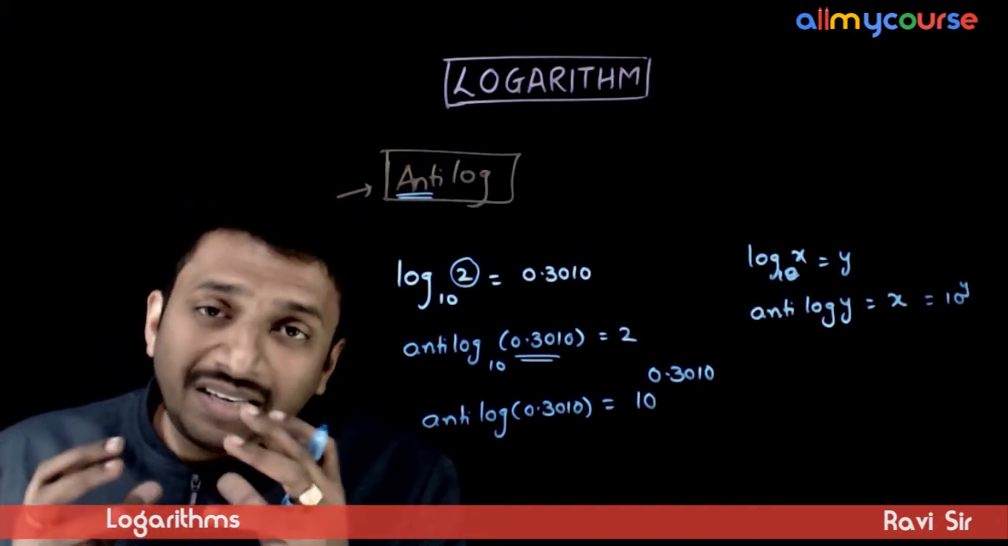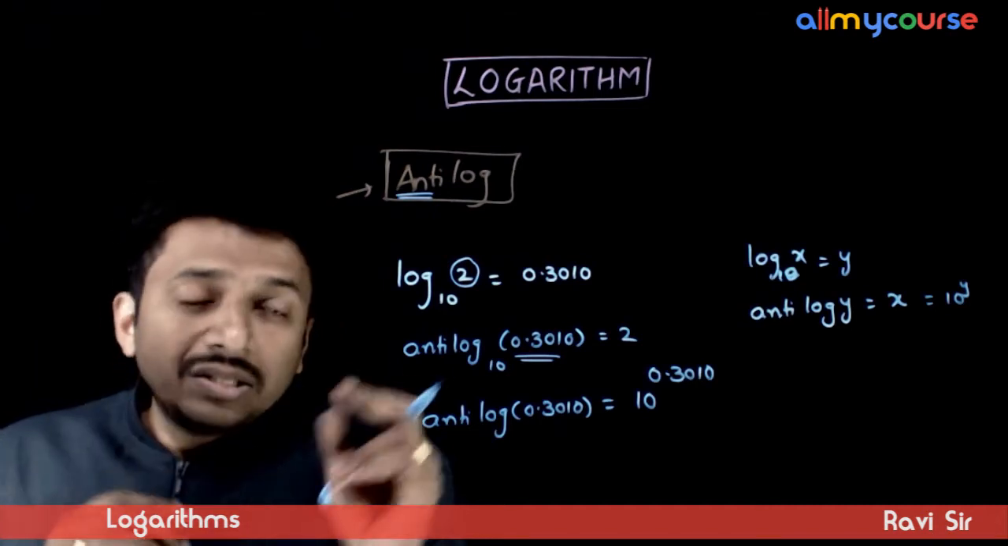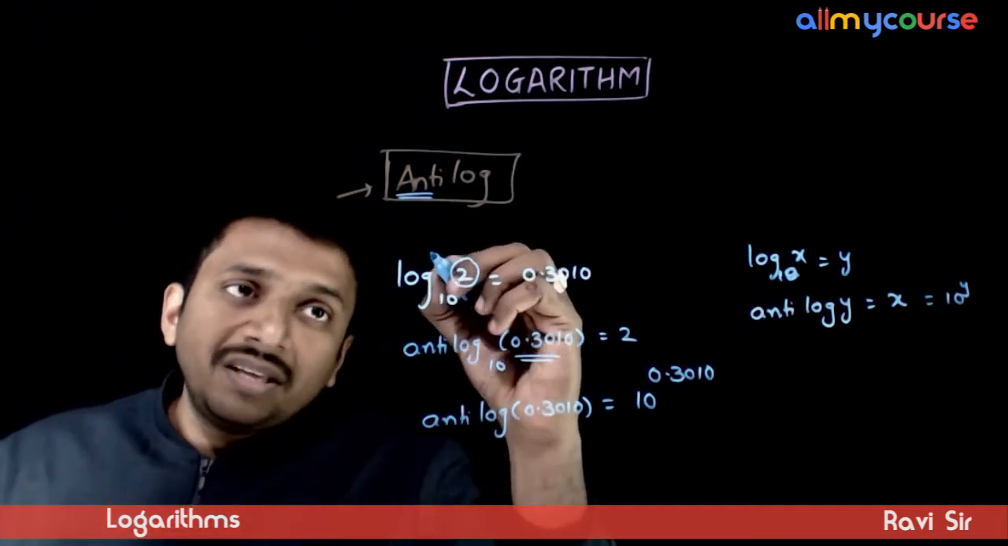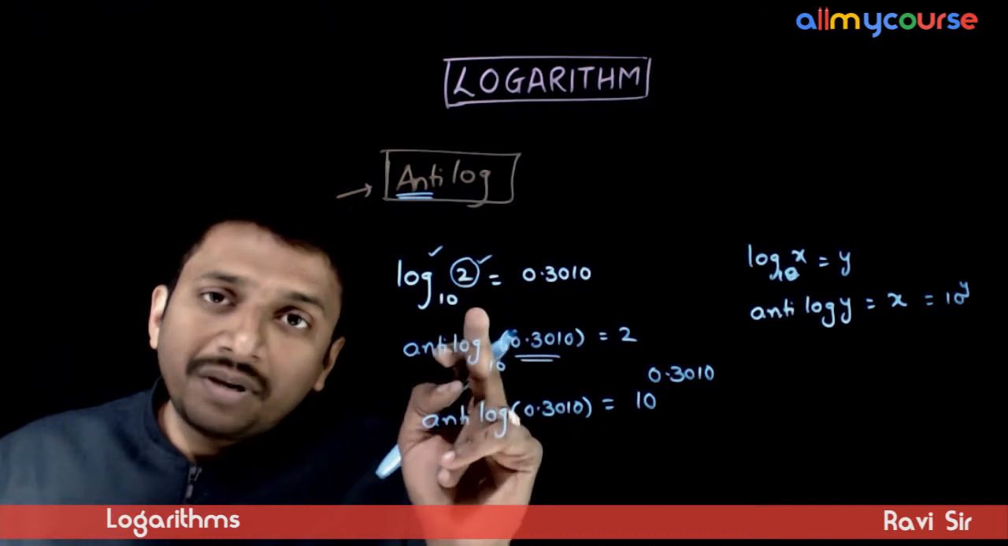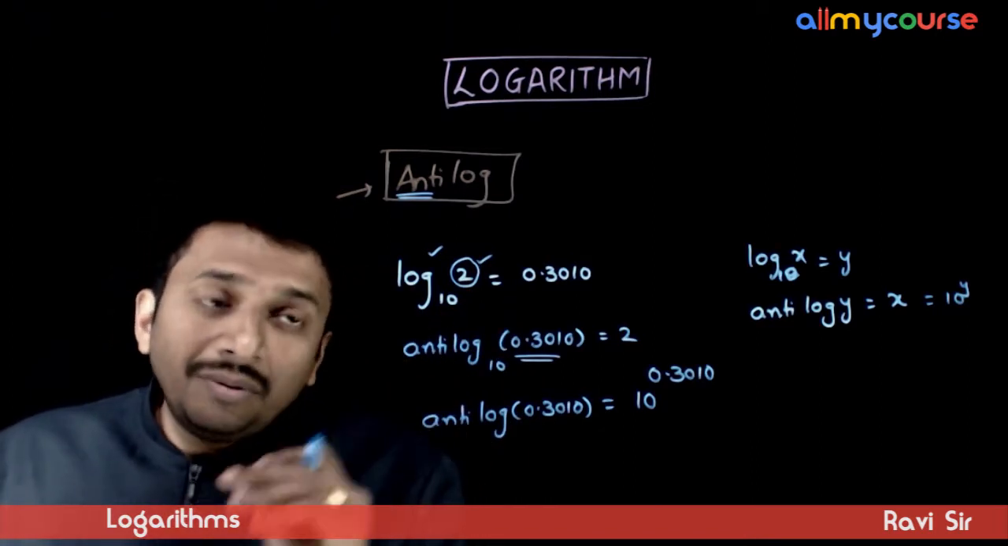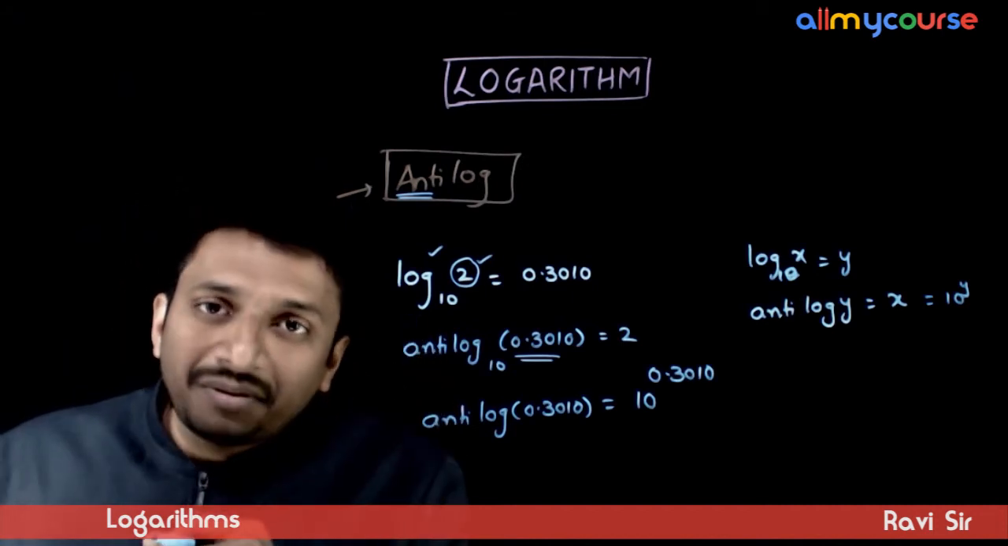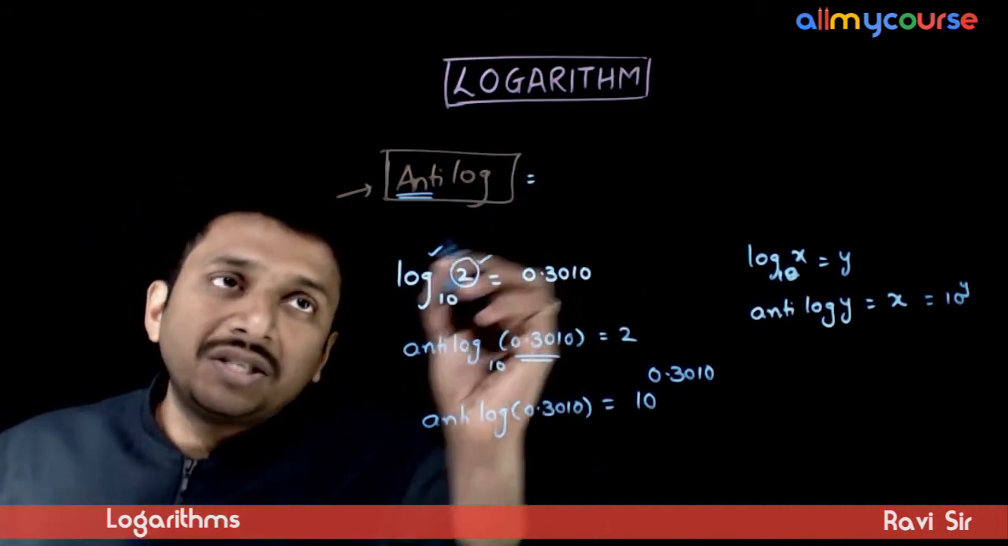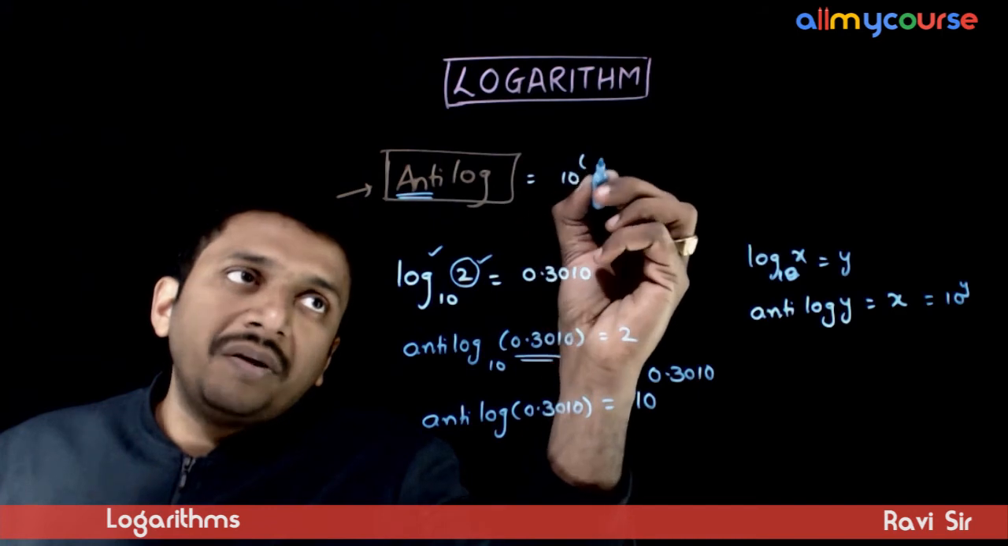So whenever you see the tables of logarithms, the log tables give you log of some number to the base 10, and antilog tables will give you 10 raised to that number. I hope you have understood antilog is nothing but 10 power the number.